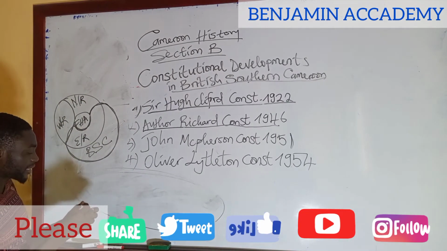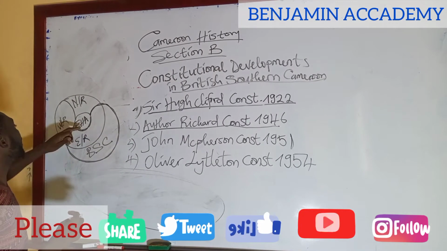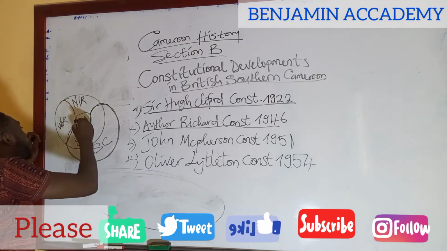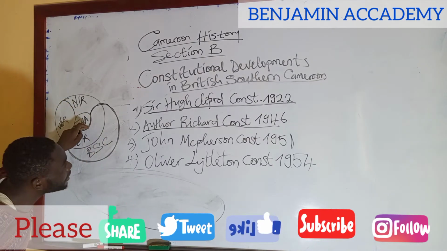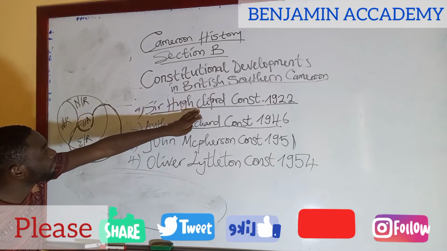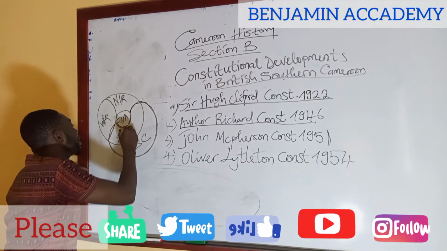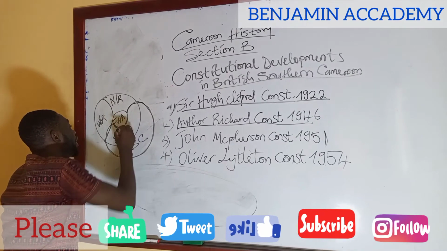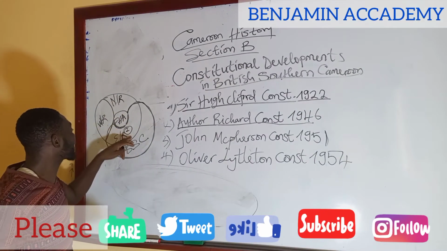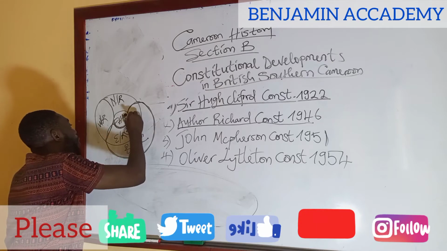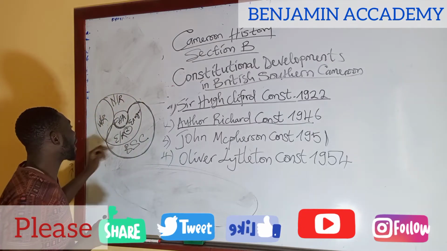The second criticism that came from Southern Cameroon was that the Richard Constitution took the one seat that was given to Southern Cameroon under the Clifford Constitution in Lagos and gave two seats to Southern Cameroonians in the Eastern Regional House of Assembly that was based in Enugu, because Enugu was the capital of the Eastern region.